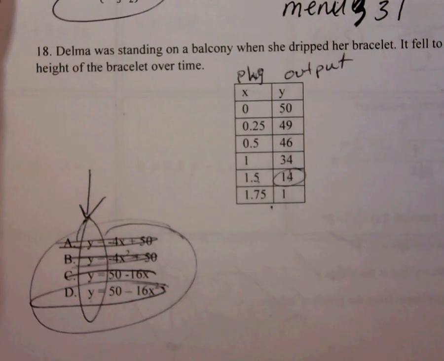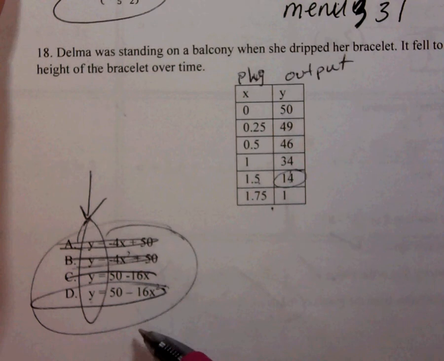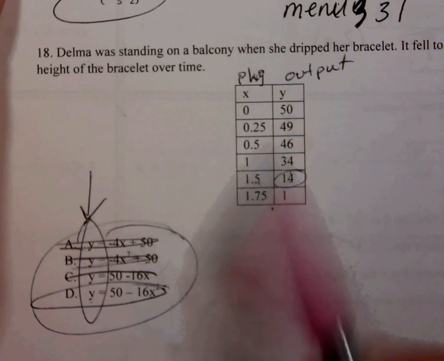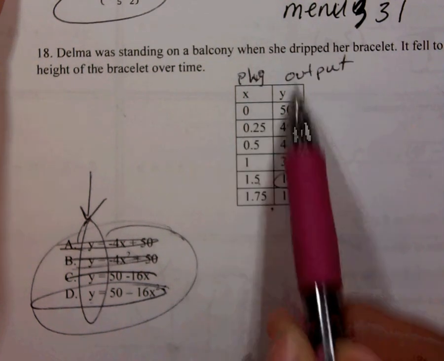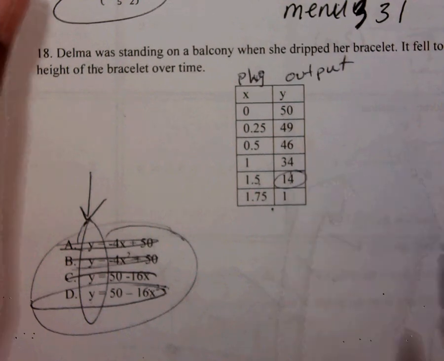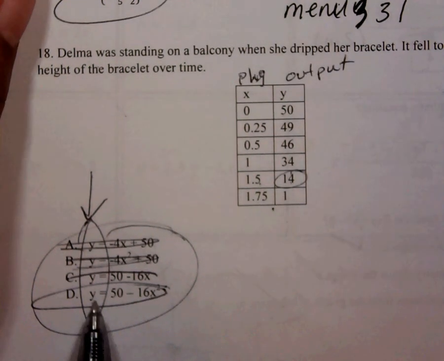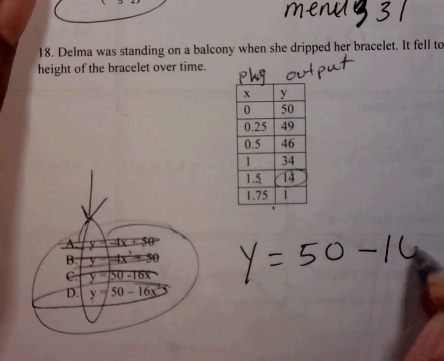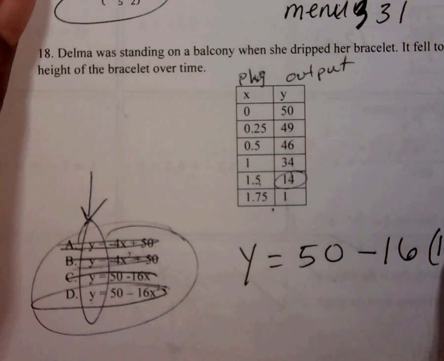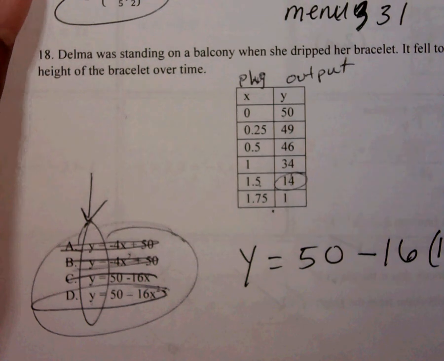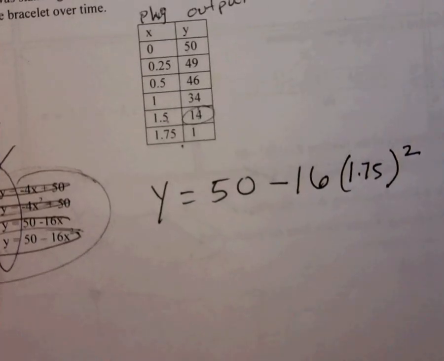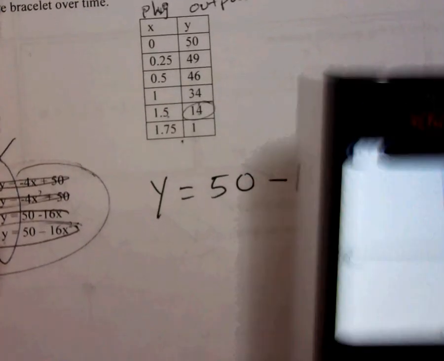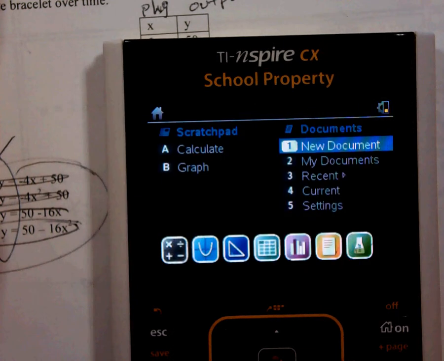This took a little work. My best advice for you: when you see an equation, you can type it in the graphing screen, but I want to practice plugging in the x value to get the y. So I think the answer is D, and I want to check it. So y equals 50 minus 16, plug in the x value, 1.75 squared. And so now I'm going to type that into the calculator screen and see if I'm right.